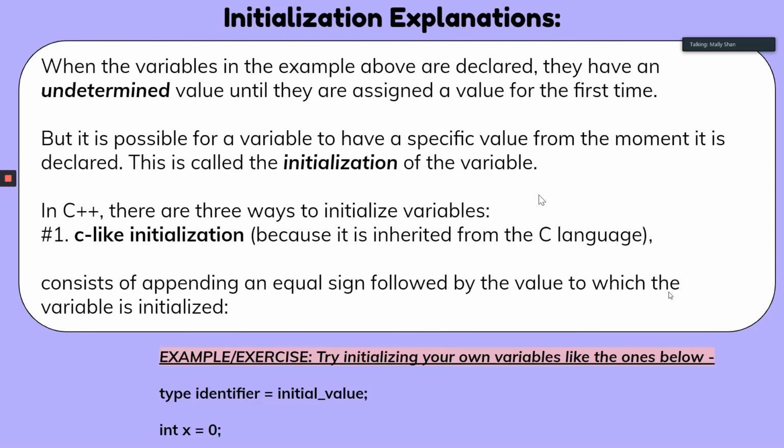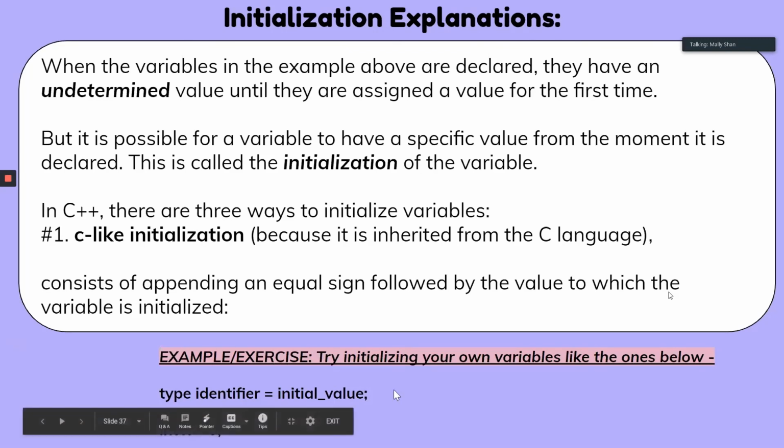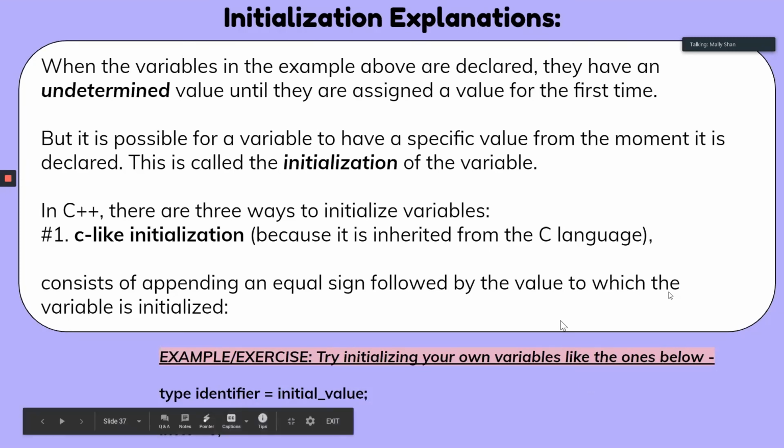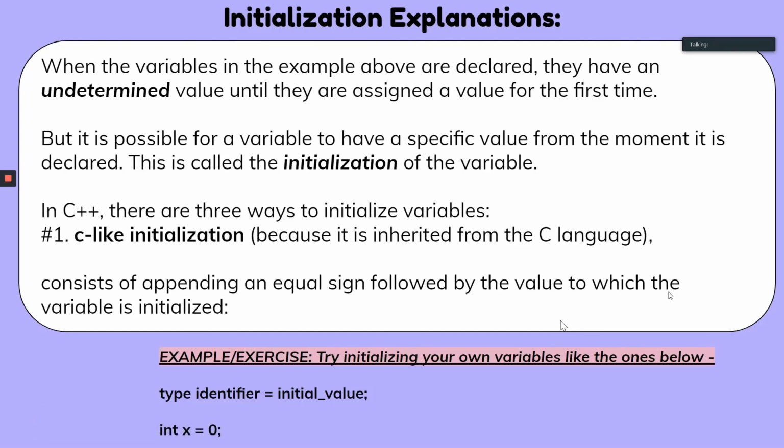There's something called C-like initialization, because it's inherited from the C language. We're learning C++ right now, but there are so many languages before it, like C, Fortran, COBOL. You don't have to worry about it. You don't even have to worry about this name. It's just telling you that one way you can initialize a variable is by saying type identifier equals initial value. The example that shows after this goes away is int x equals 0.